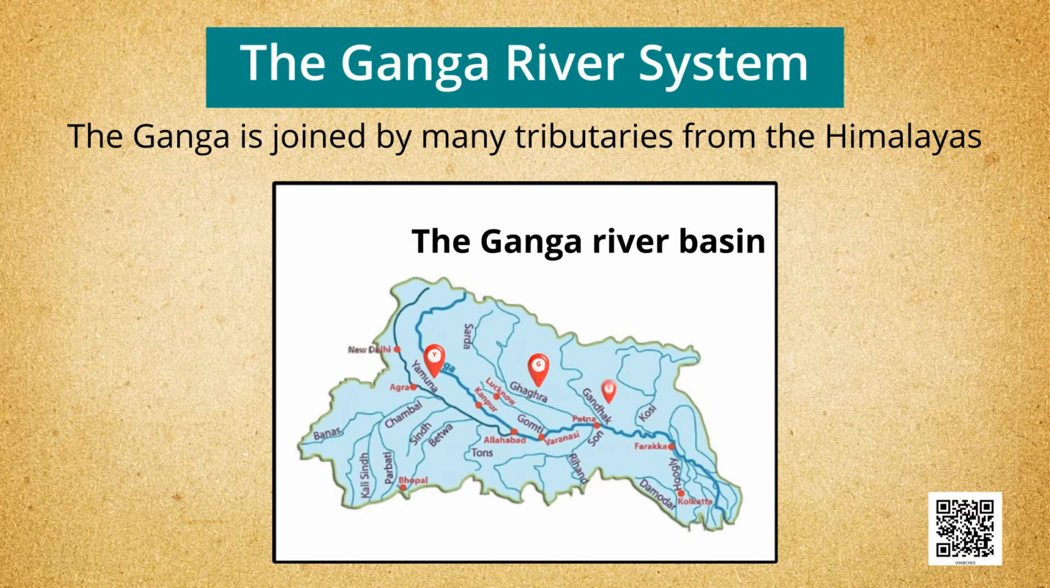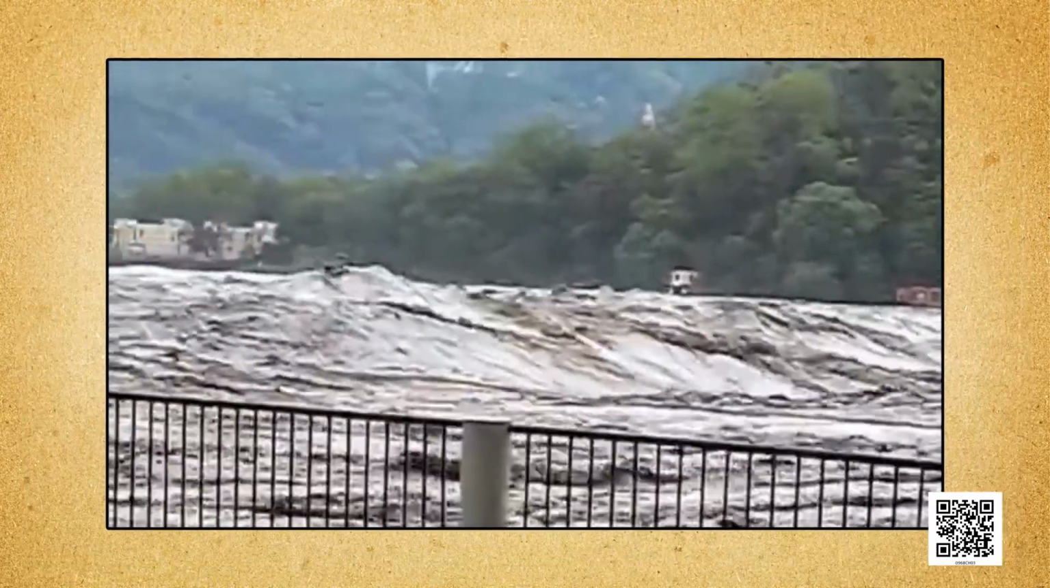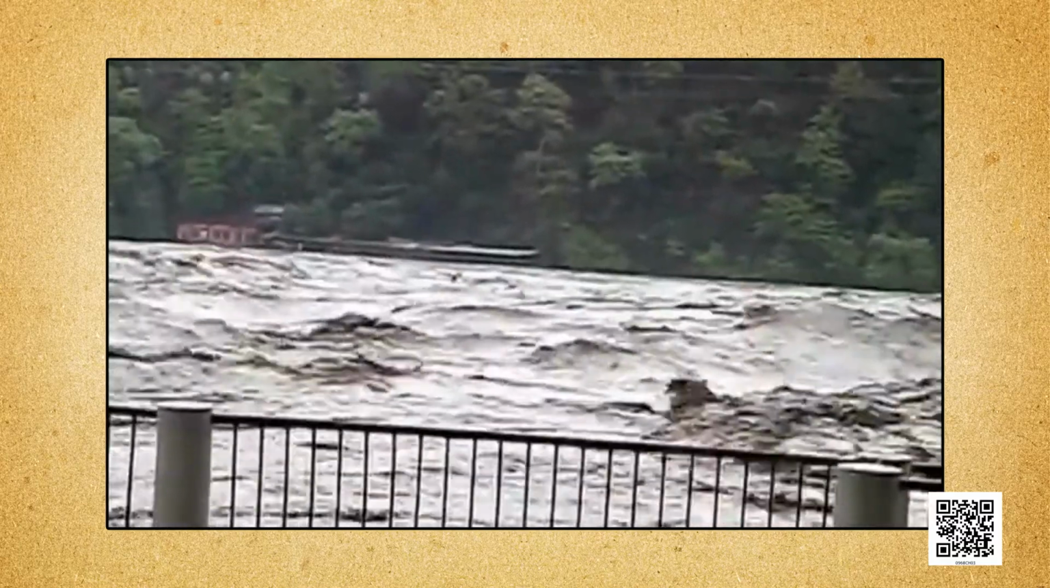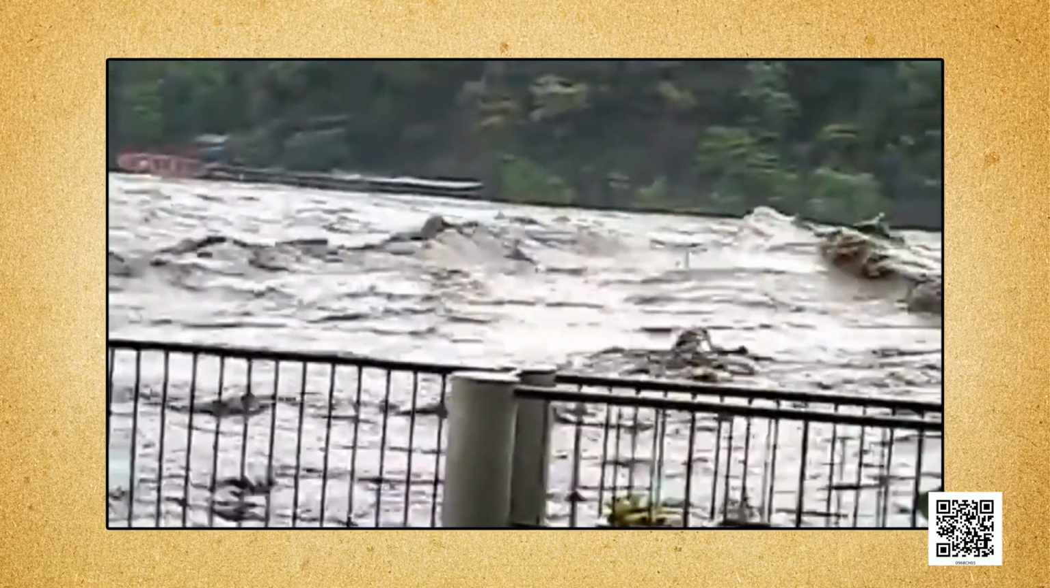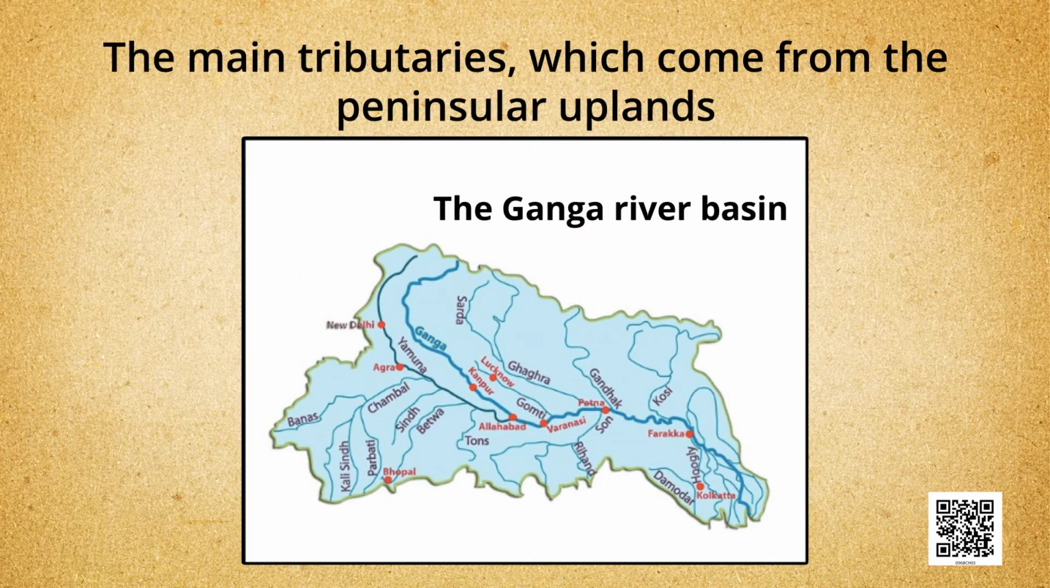The Ghaggar, the Gandak and the Kosi rise in the Nepal Himalaya. They are the rivers which flood parts of the northern plains every year, causing widespread damage to life and property, but enriching the soil for extensive agricultural land. The main tributaries which come from the peninsular uplands are the Chambal, the Betwa and the Son. These rise from semi-arid areas, have shorter courses and do not carry much water in them.